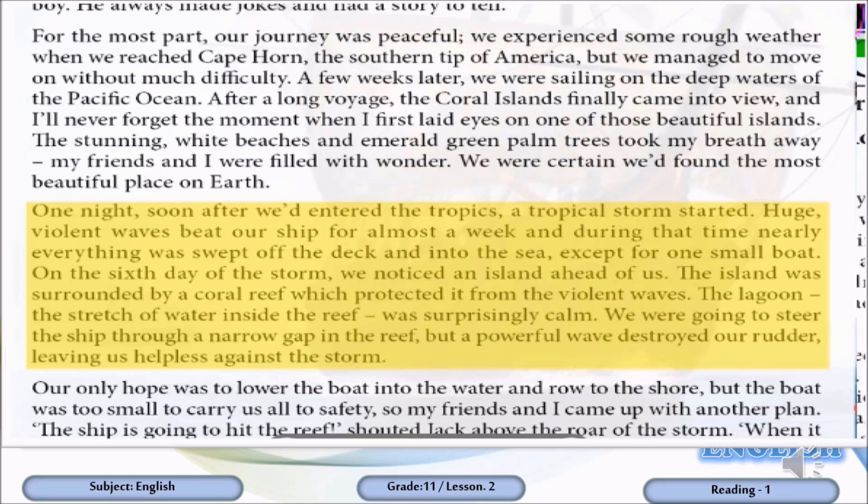One night, soon after we'd entered the tropics, a tropical storm started. Huge, violent waves beat our ship for almost a week, and during that time, nearly everything was swept off the deck and into the sea, except for one small boat. On the 6th day of the storm, we noticed an island ahead of us. The island was surrounded by a coral reef which protected it from the violent waves. The lagoon, the stretch of water inside the reef, was surprisingly calm.